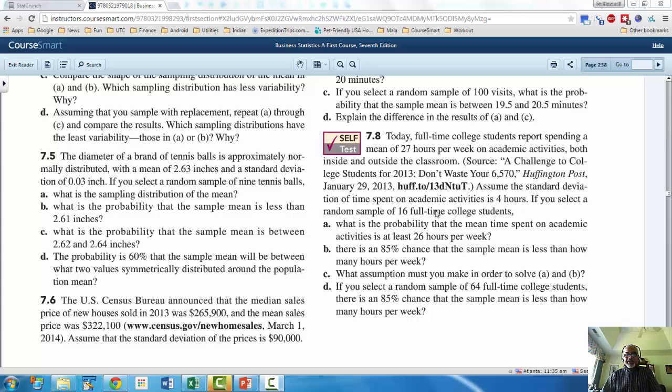Now, if you select a random sample of 16 college students, what is the probability that the mean time spent in academic activities is at least 26 hours? Okay, so let's set this up. And remember, the probability we want is not for one student, but for the average of these 16 students. That's what makes it a sampling distribution problem.